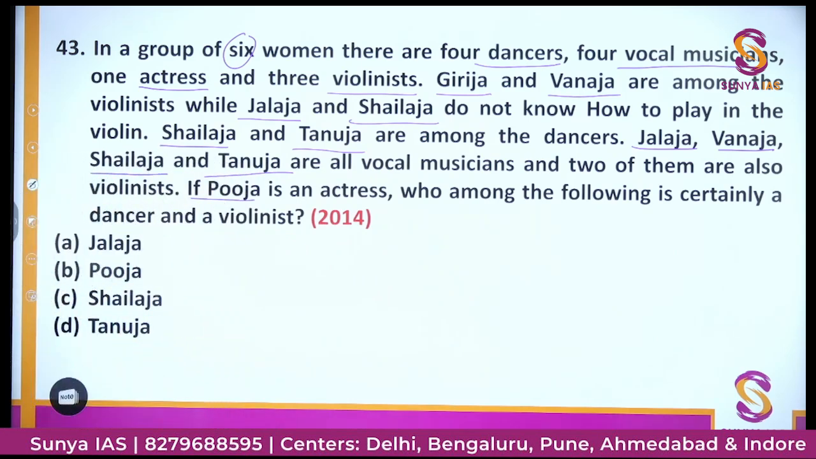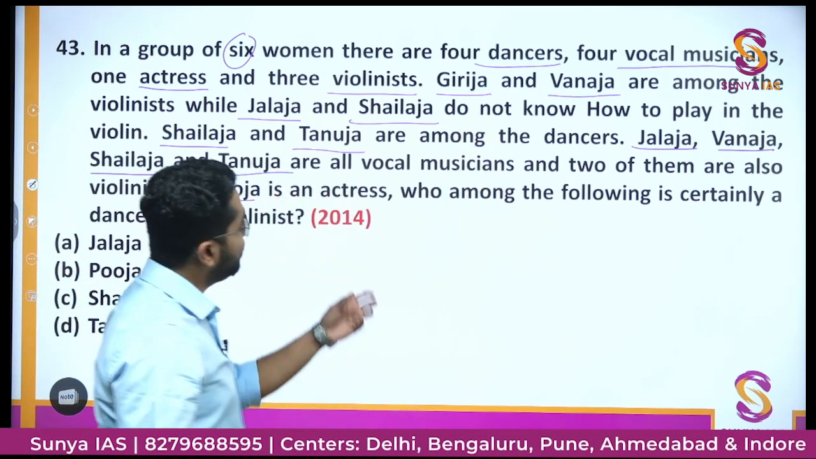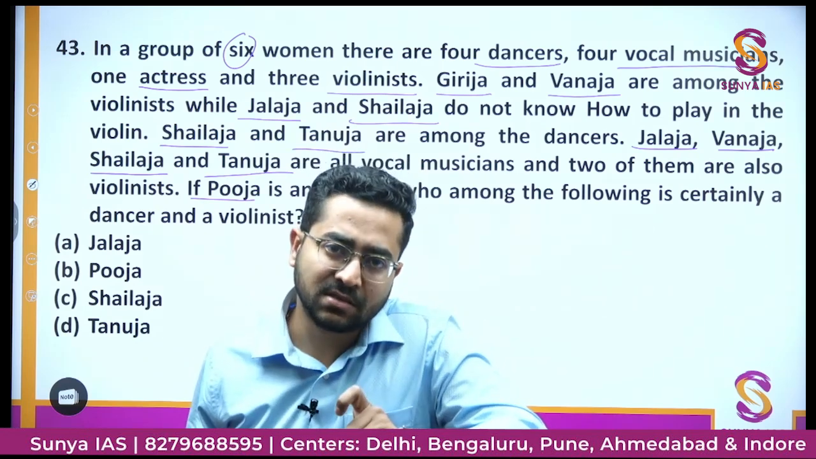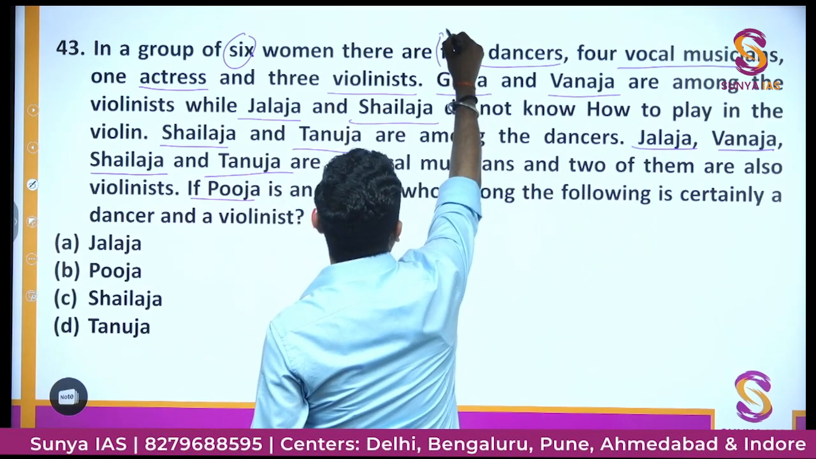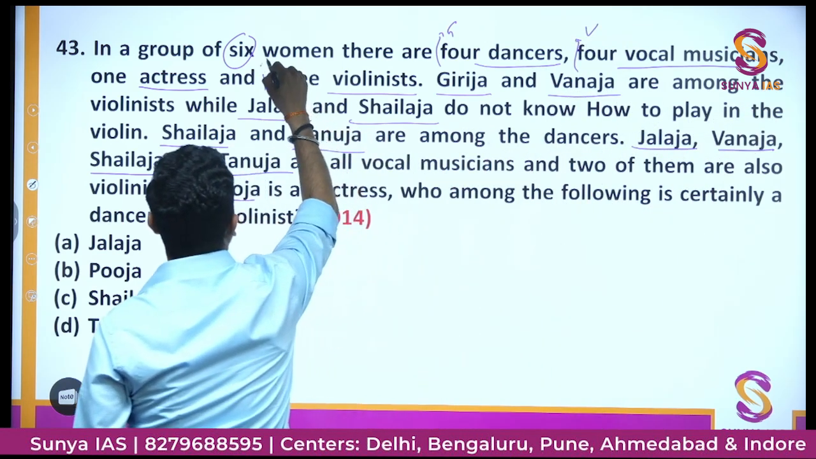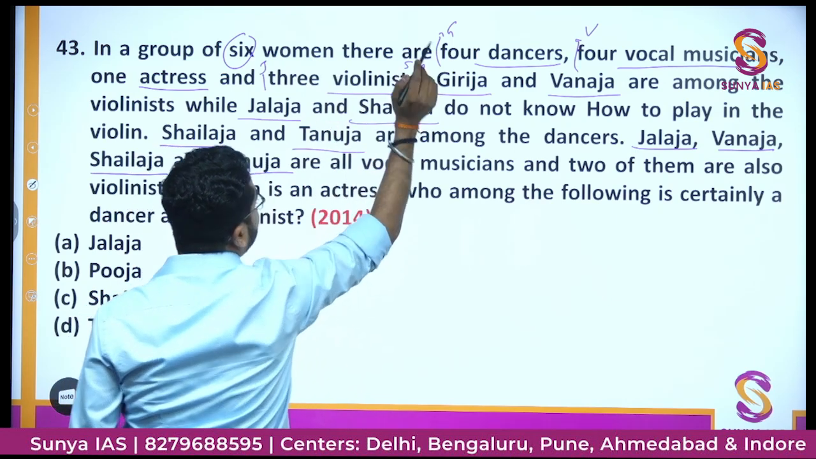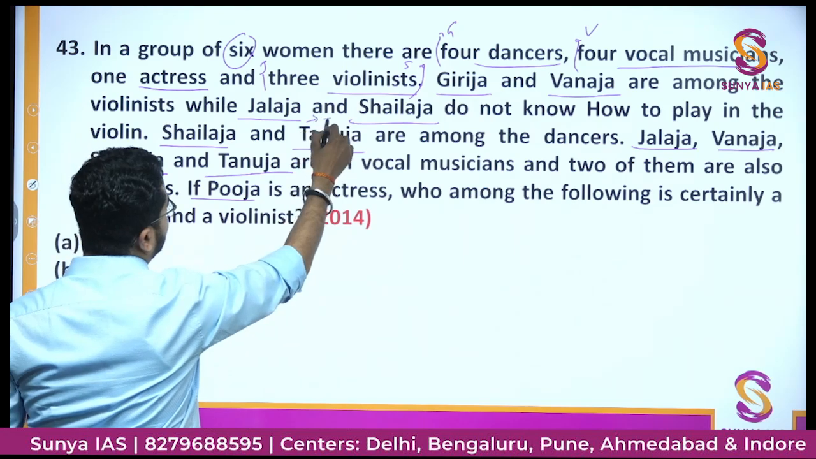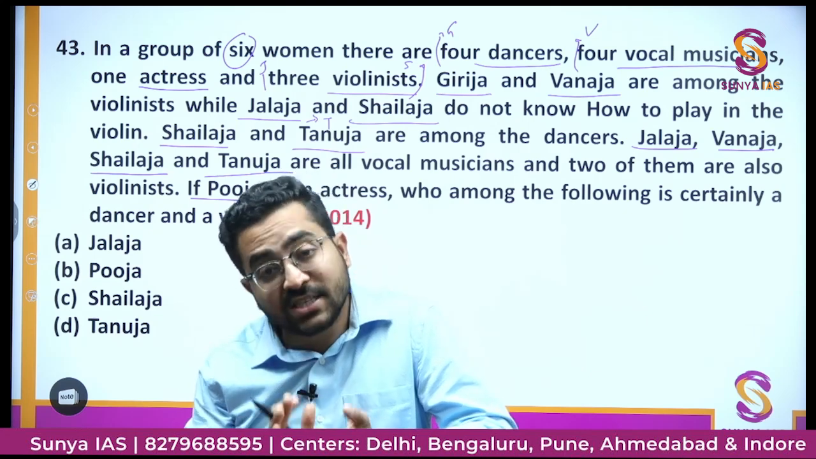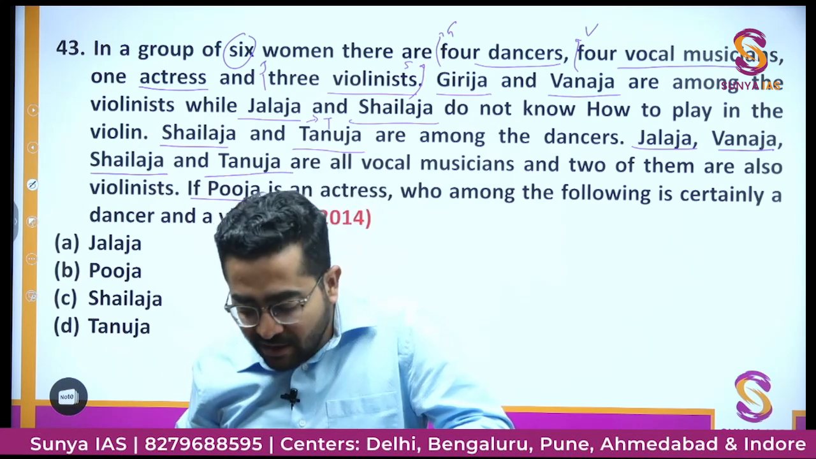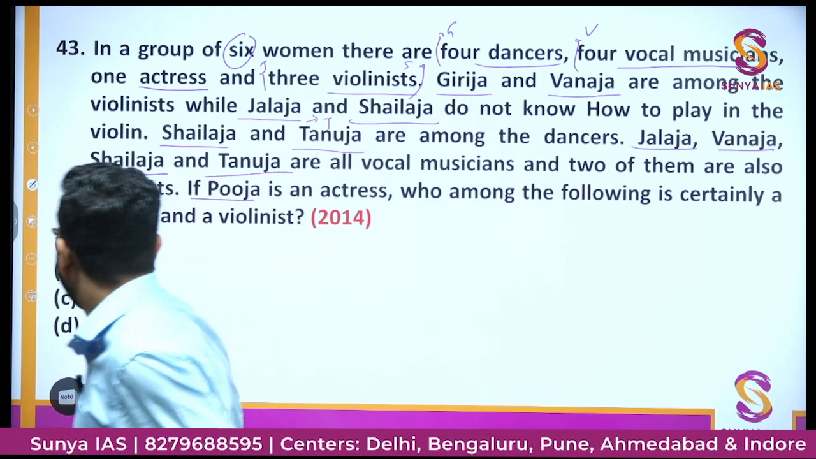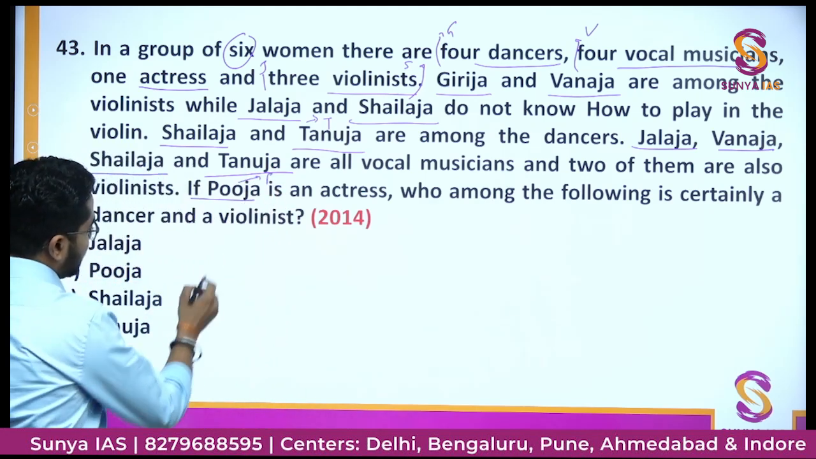If these names are very big, Girija, Vanja, Jalja, Shailaja, we will use abbreviations. If there is Girija, then we'll use G. If this is Vanja, we'll use V. This is Jalja, this is J. Shailaja is S. Tanuja is T. These all things will come with practice, and this will save a lot more time of yours, because in examination even 30 seconds and 1 minute has a lot of importance. And this is Pooja, P. So let's say these are the names of the persons.